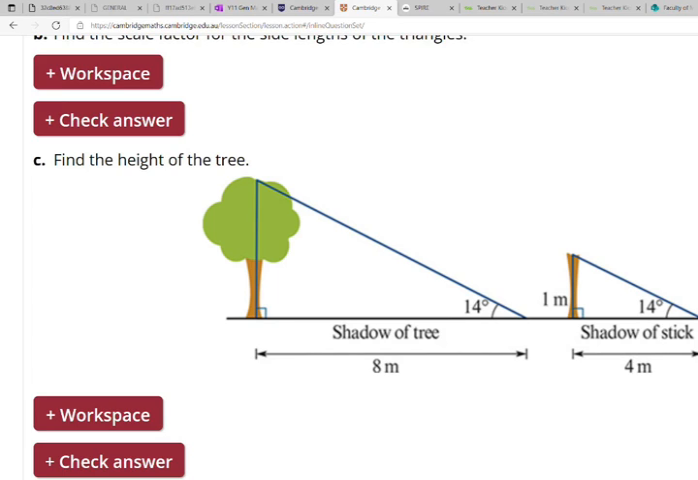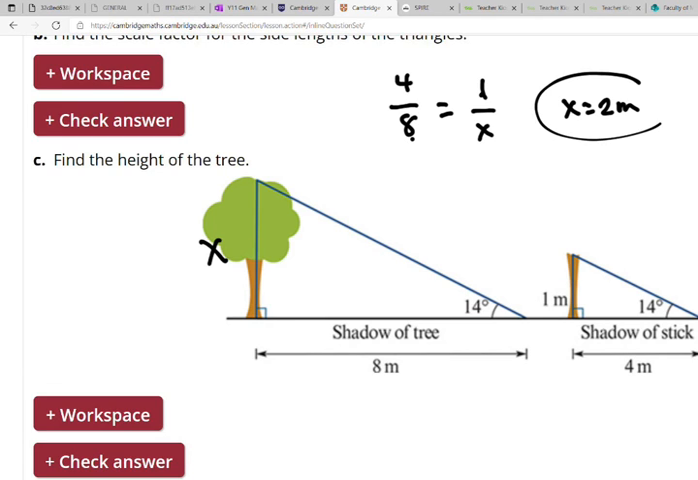Why'd you do x over 8? Because I'm insane. 4 over 8 is equal to 1 over x. If we call this x. But isn't the tree the new one? You consider the new shadow? The way we did it a while ago, it wasn't. It doesn't really matter. You're going to get the same number as long as you do the one over the other. It makes no difference. So 8 times 1 is 8. Divided by 4 gives you x equals 2 meters.